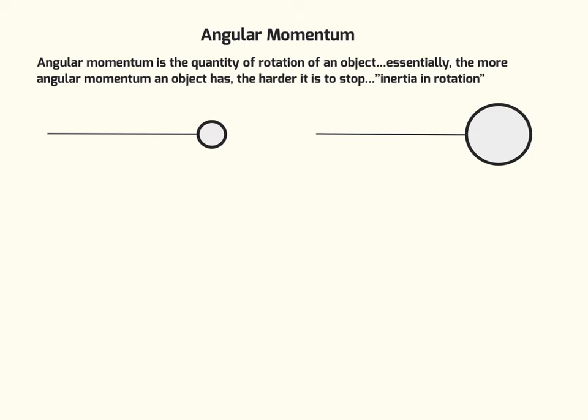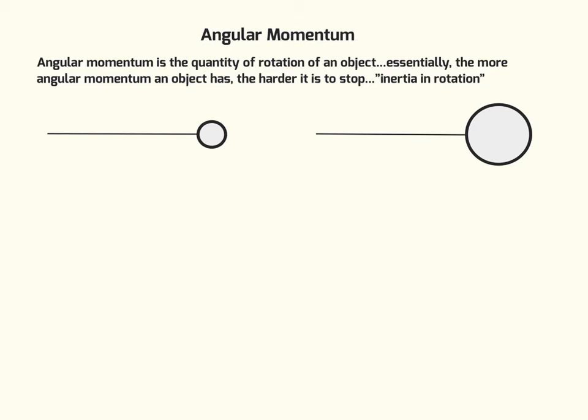Momentum. So this is a key idea when we start talking about rotational dynamics. We talked about linear dynamics with Newton's laws and linear momentum, but now we're going to start looking at dynamics in terms of rotation. So angular momentum in a nutshell, the definition is pretty similar to our definition for linear momentum. So angular momentum is the quantity of rotation of an object.